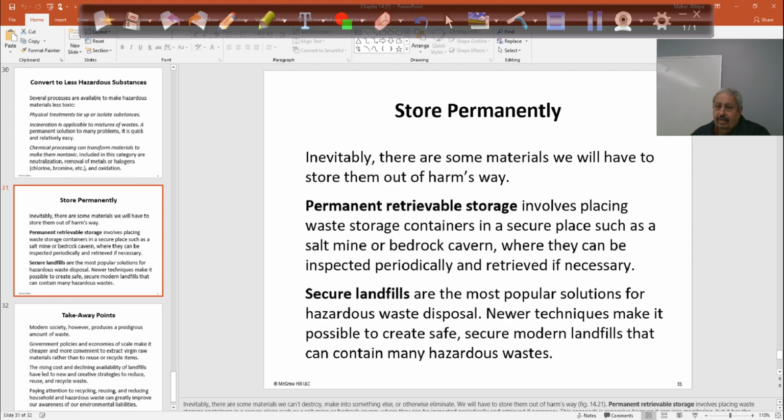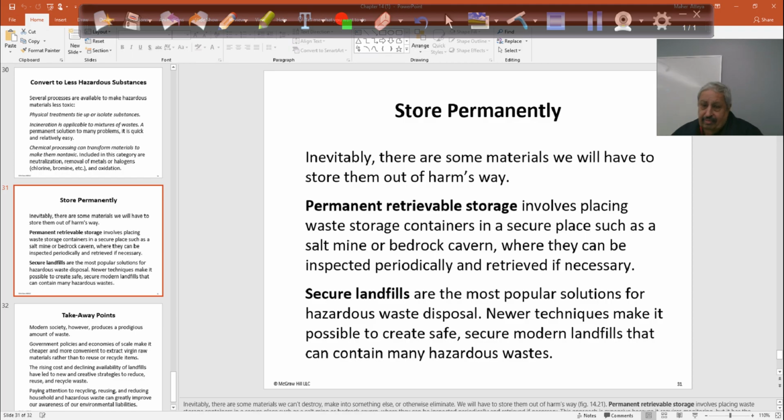Store permanently. Well, as I said, you have two types of storing permanently. Permanent retrievable storage involves placing waste storage containers in a secure place. That's the nuclear waste. The nuclear waste is in a container, and if something happens or you predict there will be an earthquake in that area, you can go in quickly and take those containers out and keep them on the safe side until the earthquake zone alert is done, and then you can bring them back to their original place.